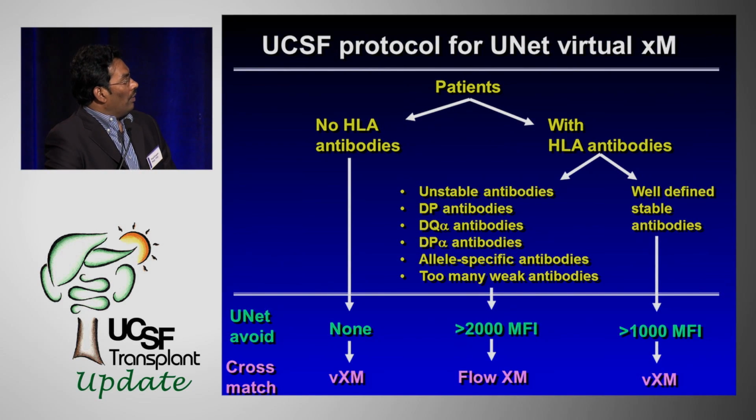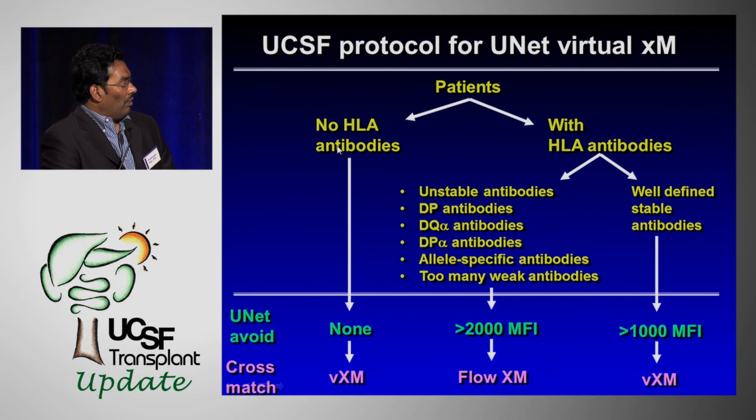So this is the protocol that we use at UCSF. If the patient has no antibodies, we don't enter any avoids in UNet, so a virtual crossmatch can be done. If the patient has antibodies, particularly these unstable antibodies that we screen multiple times and go up and down, then we want to put them in these categories.